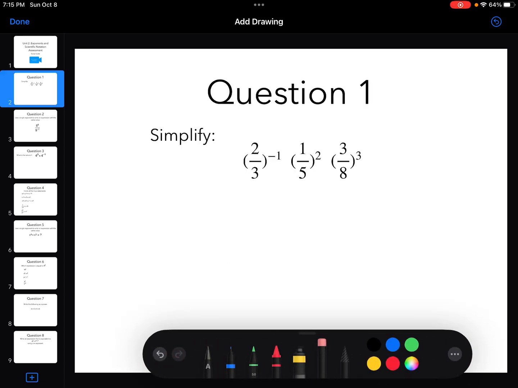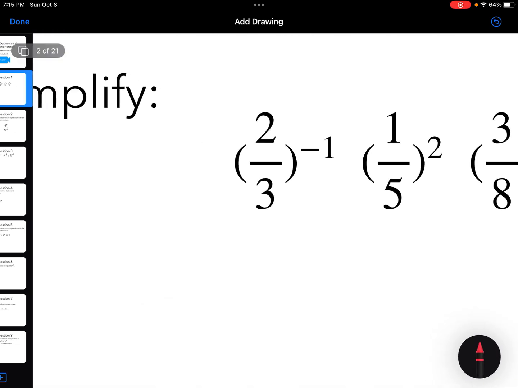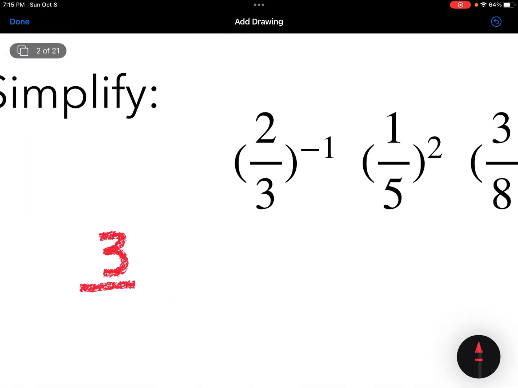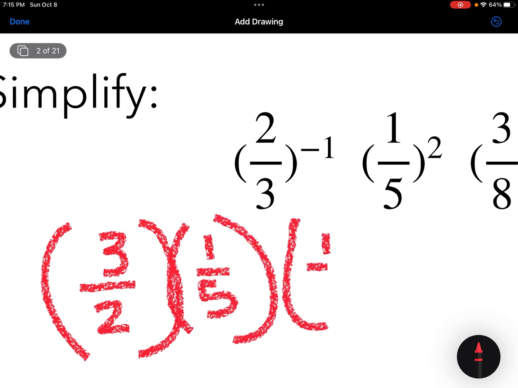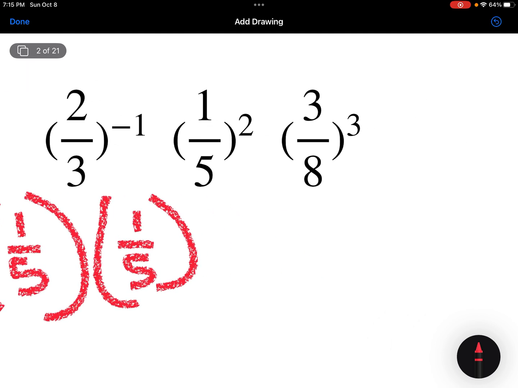So the first question gives us a negative exponent. I know when I have a negative exponent, I have to use the inverse of that fraction. So basically I'm flipping it upside down. Then I'm going to multiply that by 1/5 times 1/5 again. And then I have 3/8.